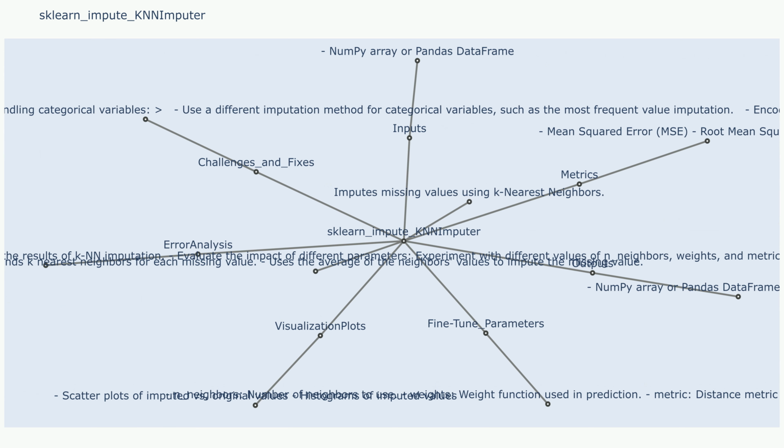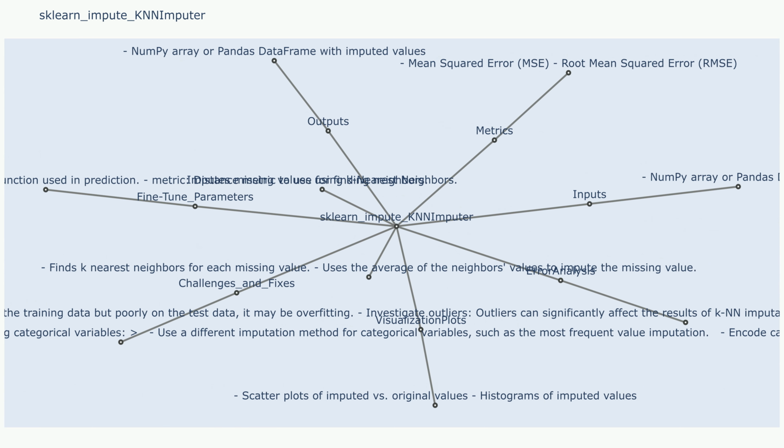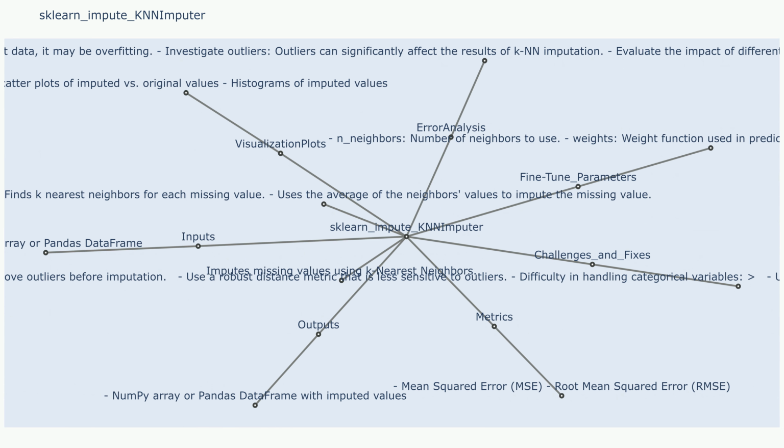Challenges and fixes. Challenge 1: high-dimensional data. The KNN imputer might struggle with datasets containing many features. Finding true neighbors becomes challenging in high-dimensional spaces, leading to less accurate imputations. Sample use case: a dataset with 100 features, where many features are irrelevant or highly correlated, causing the KNN algorithm to be less effective.